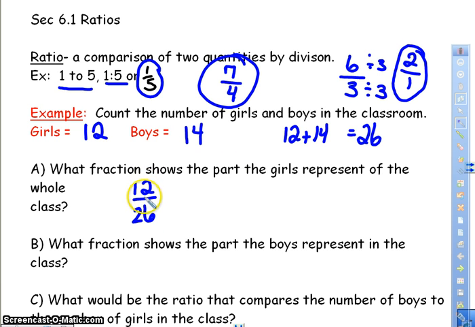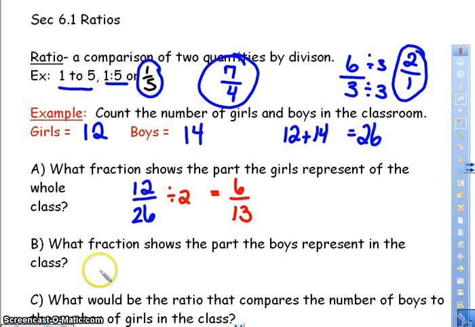So girls to whole class. All right, we know we can simplify this, so we're going to go ahead and do that. I'm going to divide by 2, and you get 6/13. Okay, so what this means is there are 6 girls for 13 total classmates. So out of the 13 people within the class, 6 of them are girls.